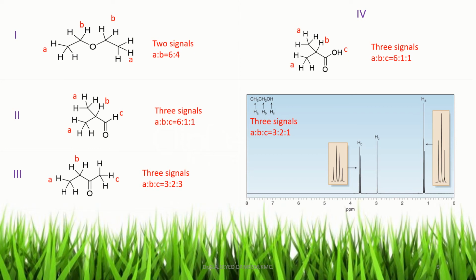And in the case of the second compound, it contains 3 types of protons, and it gives 3 signals, and 2 methyl groups are equivalent, and then the intensity 6, and 1 methine proton gives intensity 1, and aldehyde proton gives intensity 1. So A is to B is to C is equal to 6 is to 1 is to 1. In the third case, it contains 3 types of protons, and 1 methyl proton adjacent to methylene proton, that is A, and a methylene proton, that is B. Another methyl proton that is adjacent to CO group, that is another type. So the intensity ratio is A is to B is to C is equal to 3 is to 2 is to 3. This compound gives 3 signals.